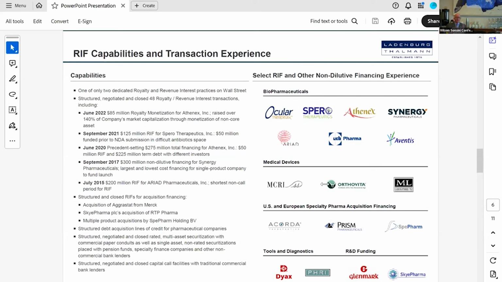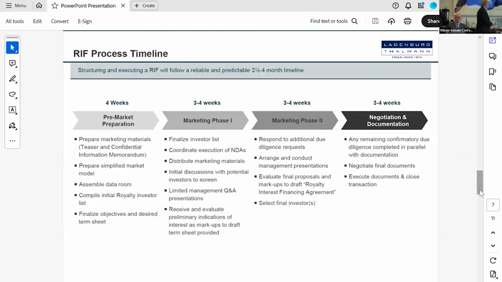That is the end of the formal presentation, but in the materials that you can get by email, this next page just lays out some of the experience in pharma. And the next page, Marty. So these pages currently are sample deals that have happened. Next page. This page takes you through the timeline for the company raising this form of financing. It's about 3.5 to 4 months.